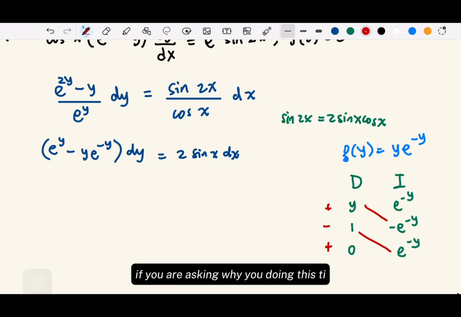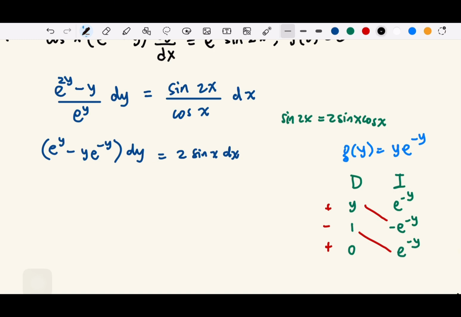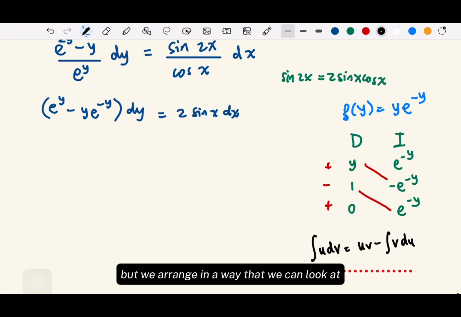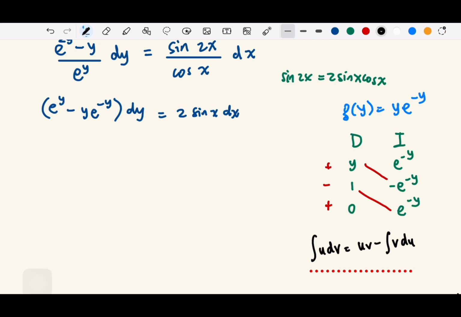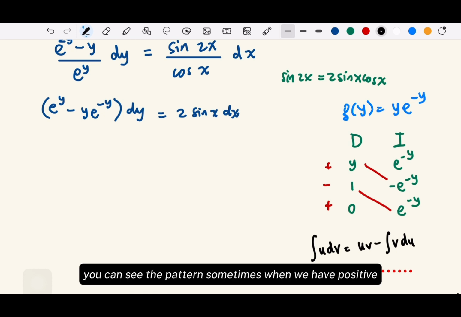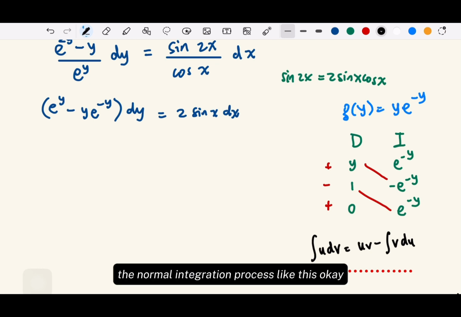If you are asking why we are doing this, this is actually the same thing as the normal integration by parts. But we arrange in a way that we can look at just like at this table. This is positive, negative. But if we have another here, positive, negative, positive, negative, positive, negative. You can see the pattern. So there's one we have positive, negative, positive. And it's the same patterns when we do the normal integration parts like this. Okay?